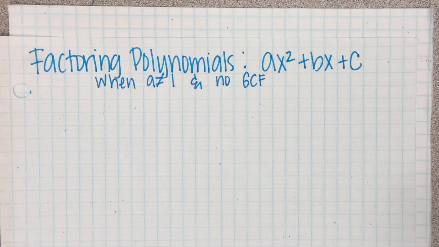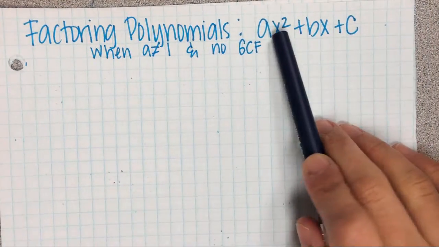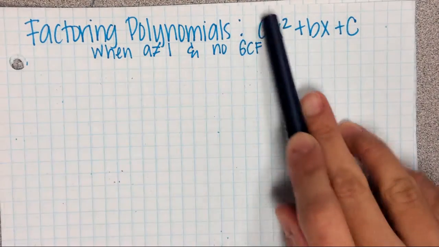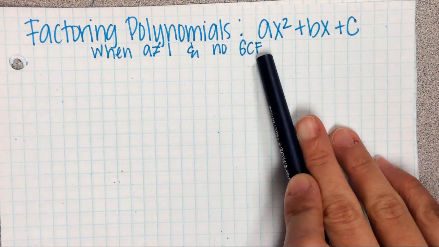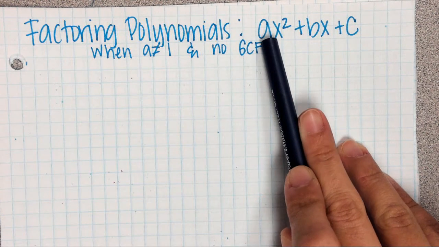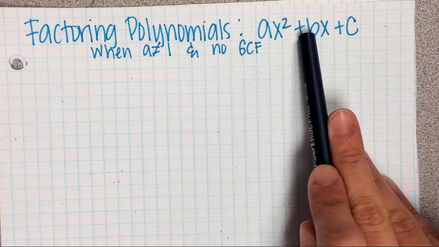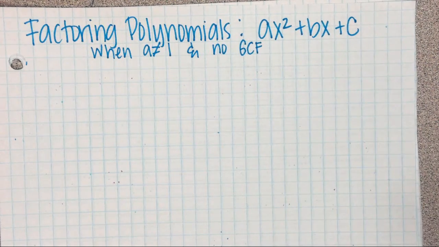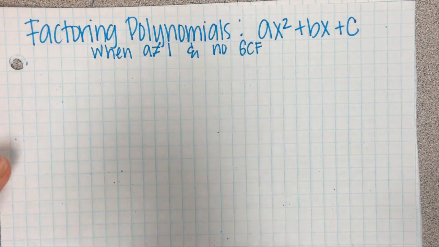All right, we are looking at factoring polynomials, still in the same form of the trinomial ax squared plus bx plus c, when a does not equal 1 and there is no GCF. So you might encounter this situation where a is some number other than 1, however, there is no common factor between all three of the numbers. So there are steps to take when that happens.